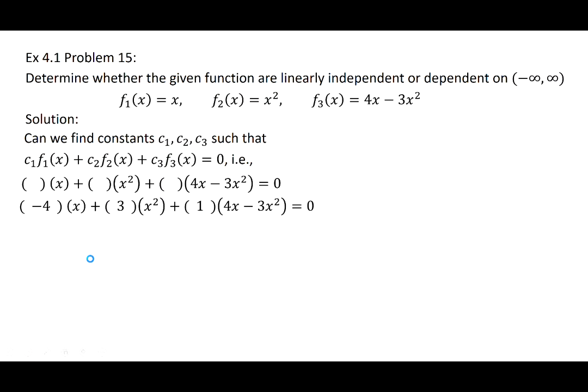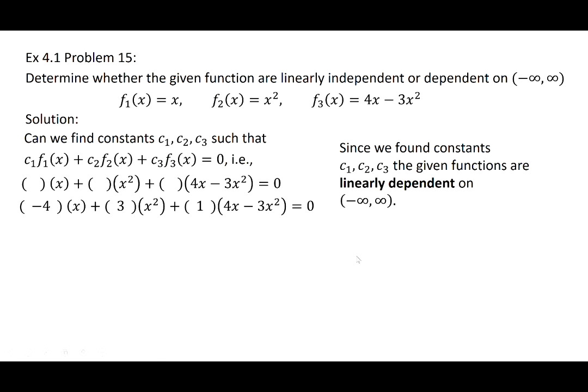Right? So I can come up with constants like negative 4, 3 for C2, and 1 for C3 such that this is 0 identically, meaning for all values of x. So, did I successfully find constants C1, C2, C3 such that C1 f1 of x plus C2 f2 of x plus C3 f3 of x is actually 0? Yes, it is. I found such constants. So that means these functions are linearly dependent on negative infinity to infinity.